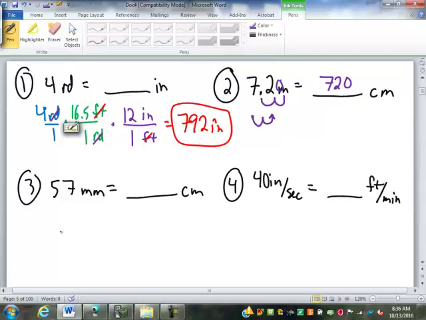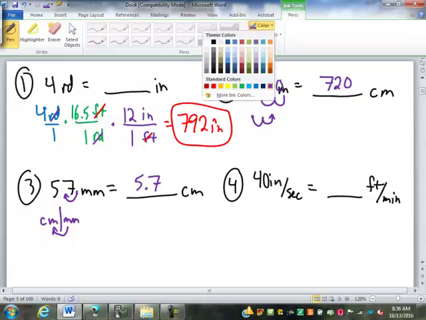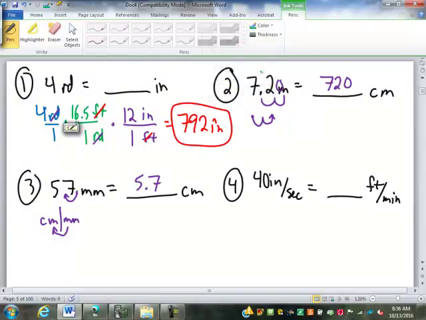Millimeters to centimeters, same thing. On the chart, to get from millimeters to centimeters, it's 1 spot to the left. So my decimal point has to go 1 spot to the left, giving me 5.7 centimeters. Any questions so far? I already got number 4. Number 4 is one that I'm expecting people to have some issues with.